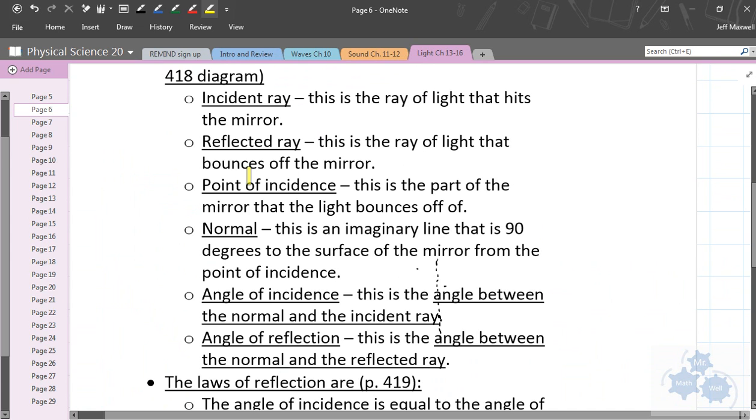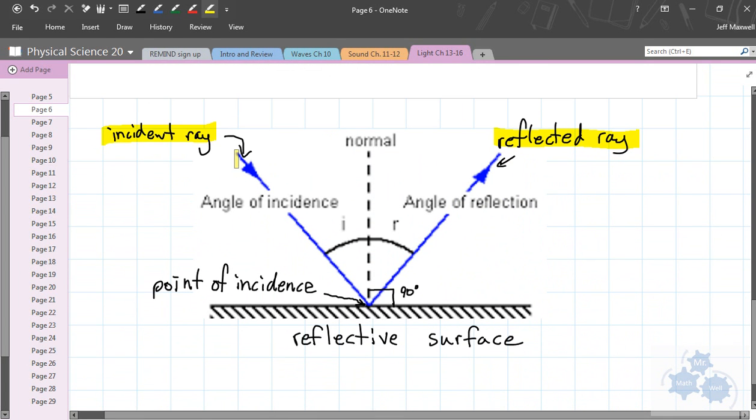The point of incidence. This is the part of the mirror that the light bounces off of. So if we're talking about this incident ray, it strikes the reflective surface at the point of incidence right here. That's this point right there.